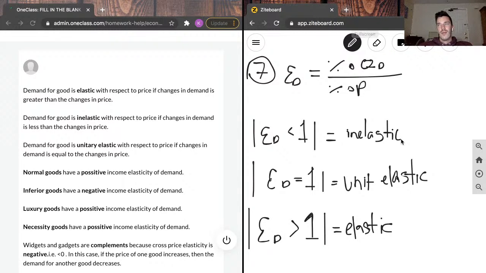Inelastic elasticity of demand aligns with necessities, things you have. For example, you still need to eat food. If everything at the grocery store doubles in price, your quantity demanded isn't going to change all that much because you need to eat to survive. On the other hand, if the elasticity of demand for a good is elastic, that might correspond with a luxury.